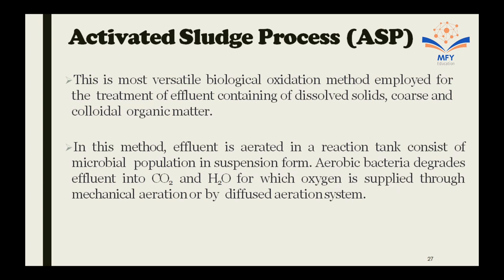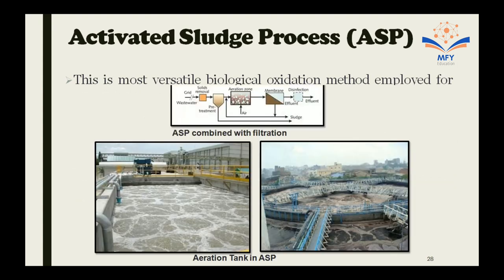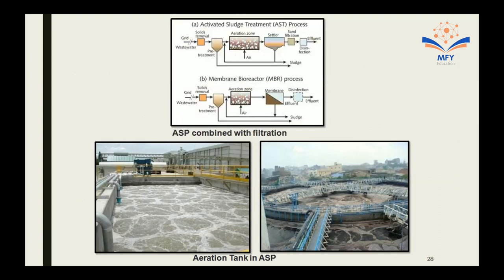A part of the sludge is recycled to the same tank to provide an effective microbial population for a fresh treatment cycle. Industrial wastewater requires 6 to 24 hours of aeration, through which almost 90 to 95% of BOD can be removed. Now the activated sludge process explained by pictures. Activated sludge treatment, AST, combined with filtration or aeration tank, ASP.